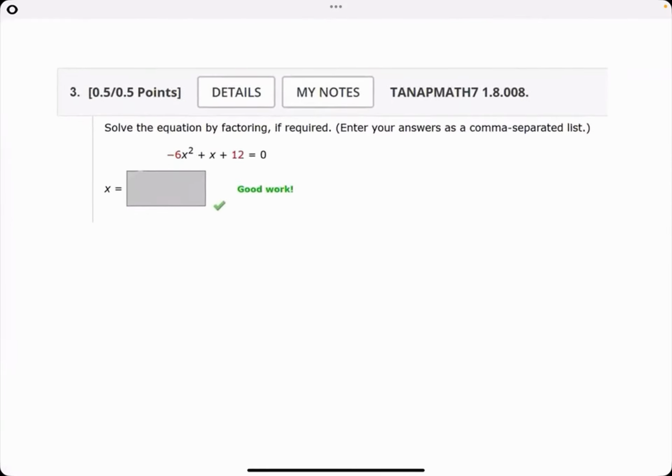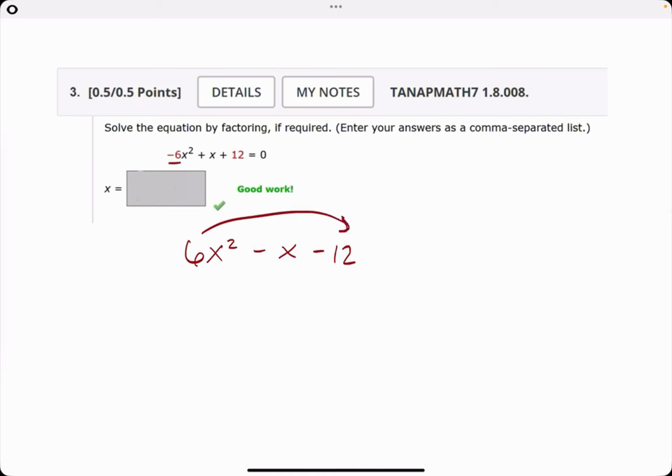Number 3, solve by factoring if required. So I would go factoring in this case. So what I might recommend is maybe negate the whole thing first. So it's a lot easier to deal with positive values in front of the x squared, in my opinion. So we're going to negate the whole thing and just get 6x squared minus x minus 12.